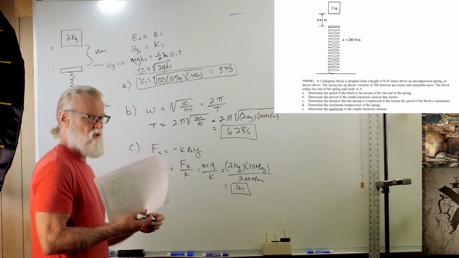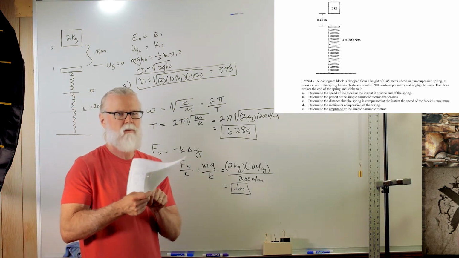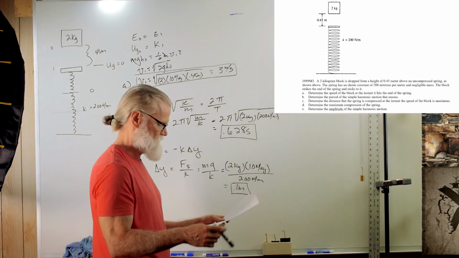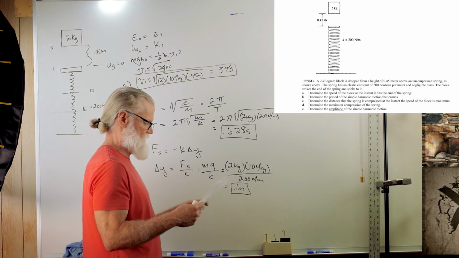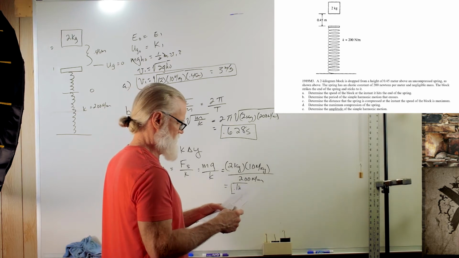All right, so that's the distance the spring is compressed when it gets to its maximum speed. You need to realize the maximum speed is attained at the equilibrium position. Before that, it was speeding up. After that, it will be slowing down. And then the next question, determine the maximum compression of the spring.